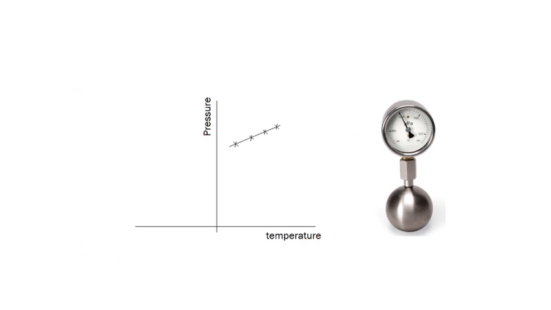What is the relationship between pressure and temperature? You can do an experiment using this device here. You've got a fixed volume in this metal bulb. It's called a Jolly bulb, named after somebody called Jolly, probably. If you put that in a water bath and change the temperature, and then you measure the pressure, you plot a graph of pressure against temperature, and you get a straight line. As the temperature increases, the pressure increases.